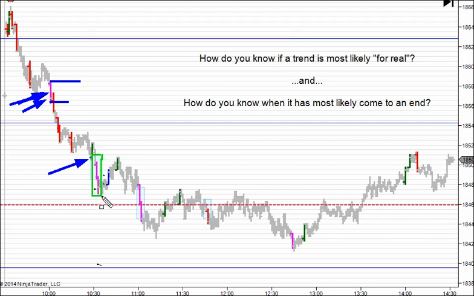Okay, and so you can see we get a little bit of an attempted pushback here, but until the high of this selling wave is taken out, or even the high of these level 3 bars, however you want to define it, until that's taken out, we still have to say this trend is still in place.